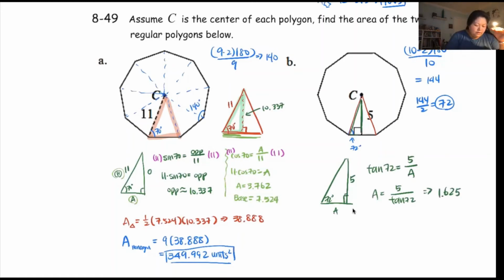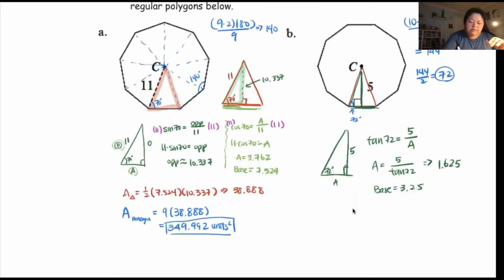So 1.625, if you double that, then my base is 3.25. All right, so that's the base right here. Okay, so what I can do now, same thing as before, I can figure out my area of the little triangle. So 1/2, so I'm going to figure out this triangle here. So it's 1/2 times base, 3.25, times height of 5, right? This time it told me it's 5. So that tells me then each little triangle is 8.125, right?